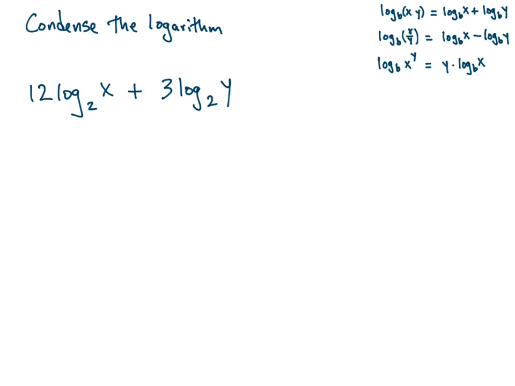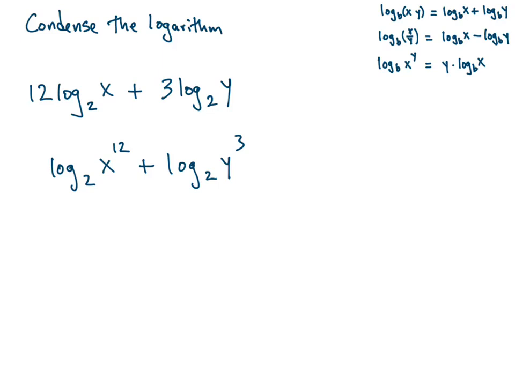So first thing I would do is actually the third rule here. If there is a coefficient in front of the log, I just want to move it up to the exponent, if I can. So the 12 and 3 are coefficients for those logs, and so I will move those up to the exponent. Log base 2 of x to the 12th plus log base 2 of y to the 3rd.